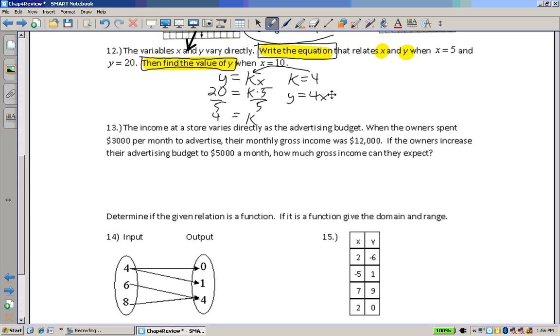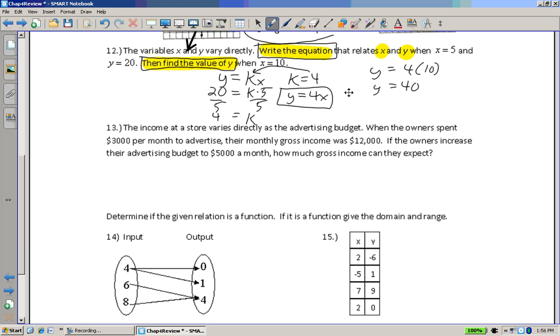Y equals 4x. Now, is this an equation that relates x and y? I see x, I see y. Yes, this is part 1 of my answer. Then find the value of y when x equals 10. All right, so what I'm going to do, I'm going to plug in x equals 10 into my new equation that I found. Y equals 4 times 10, so y equals 40.